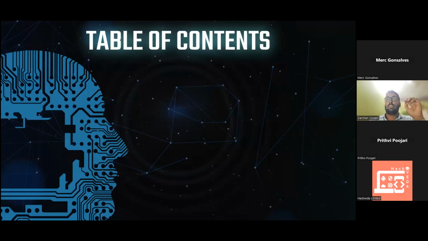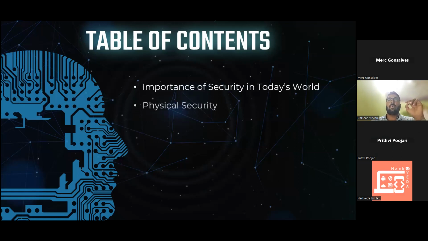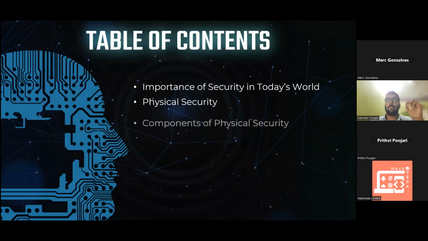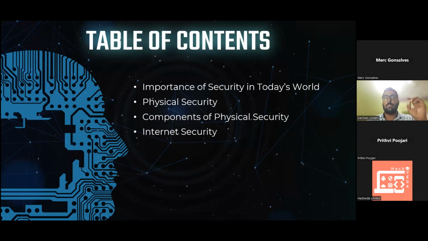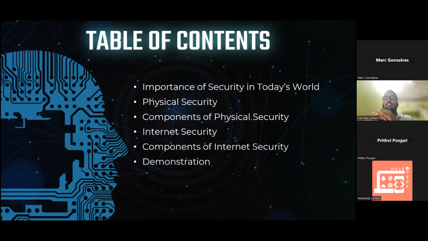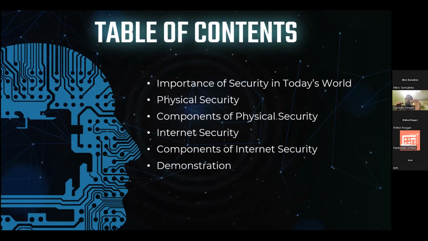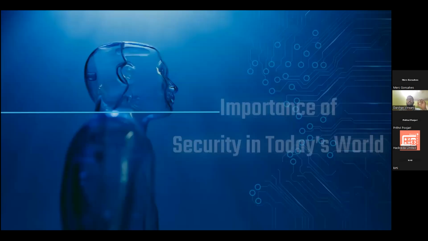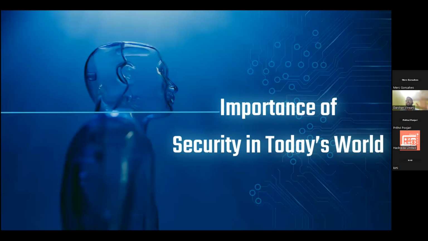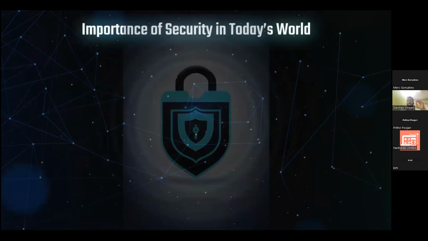So we will be looking at the importance of security in today's world. Second will be physical security. Third will be components of physical security. Fourth will be internet security. And after that, components of internet security. And at last, I will be showing a basic overview of how a firewall works in a simulation device. So starting from our first slide, the importance of security in today's world.